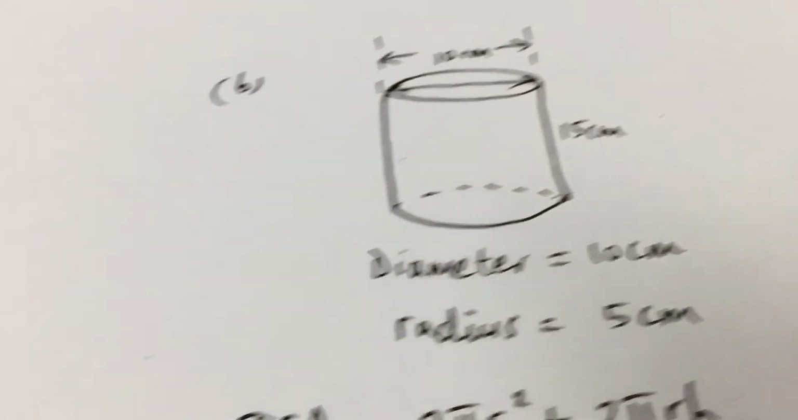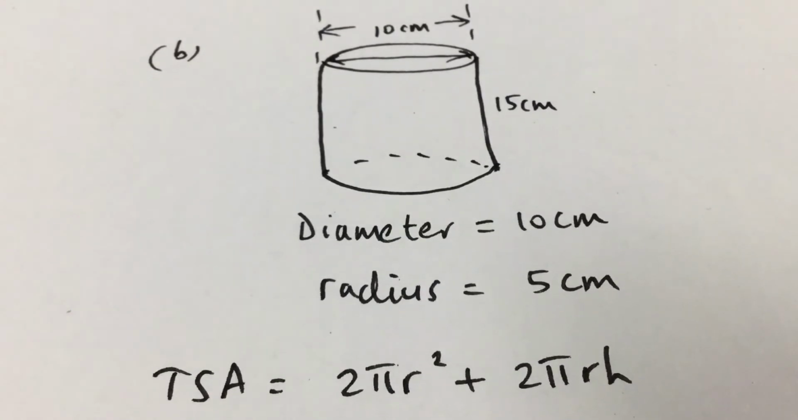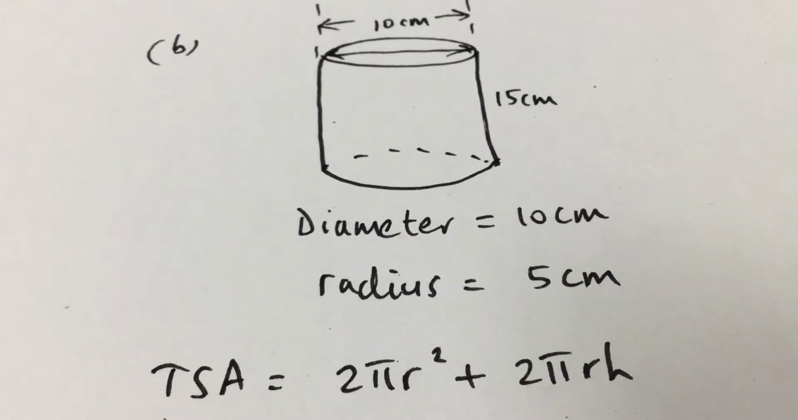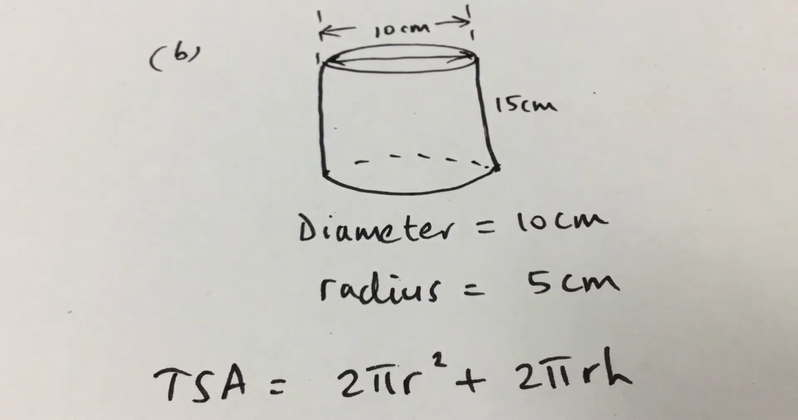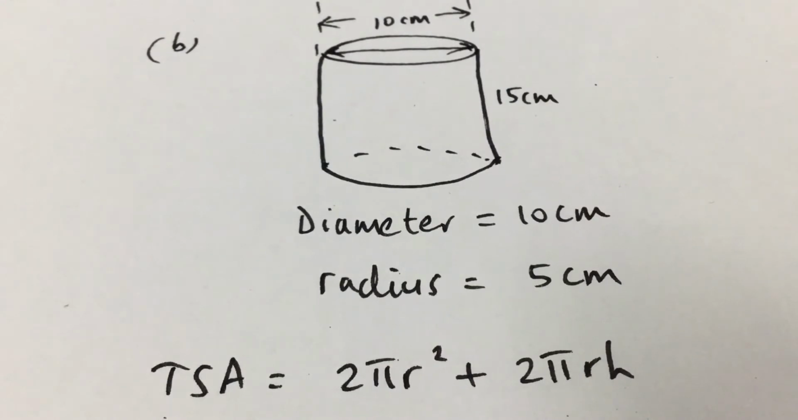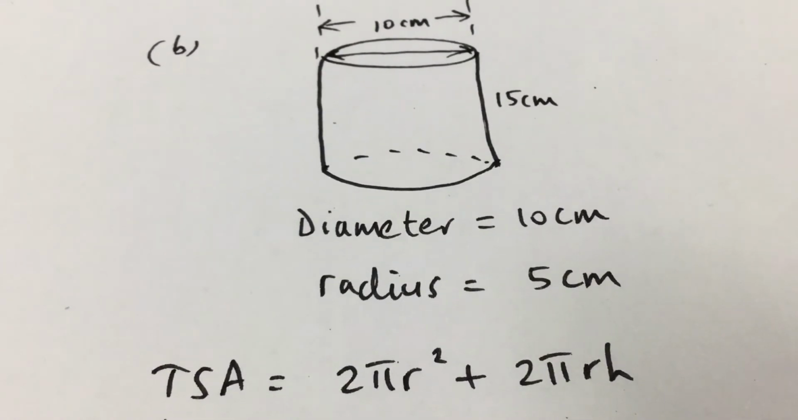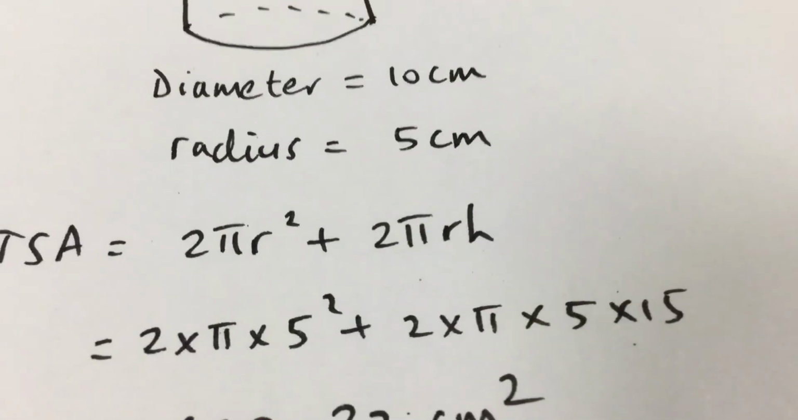So in the next example, instead of giving the radius, we're given the diameter. So before we find the total surface area, we need to find the radius, which is just dividing the diameter by 2. So if the diameter is 10, the radius will be 10 divided by 2, which is 5. And then we're going to use the same formula, 2 pi r squared plus 2 pi r h. You just substitute the radius by 5 and the height by 15, as is done here.